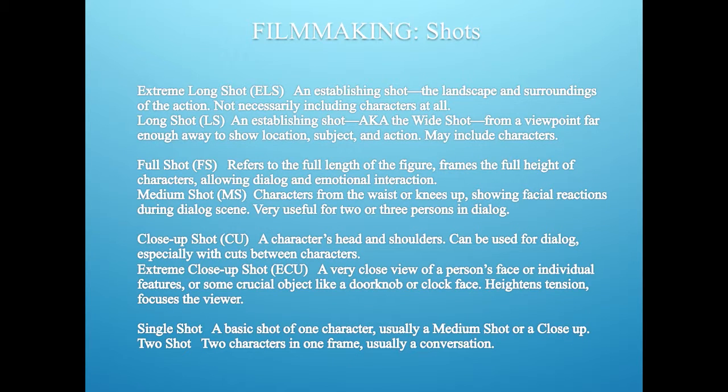So here's a very detailed list. You've got the establishing shots, which are the extreme long shot and the long shot, two different types of information shots where you get to see the setting. Full shot and medium shot. Full shot shows the full length of the figure, including their feet and head. A medium shot shows people from the waist or knees up. So these are both really good for scenes showing people in dialogue or interacting with each other.